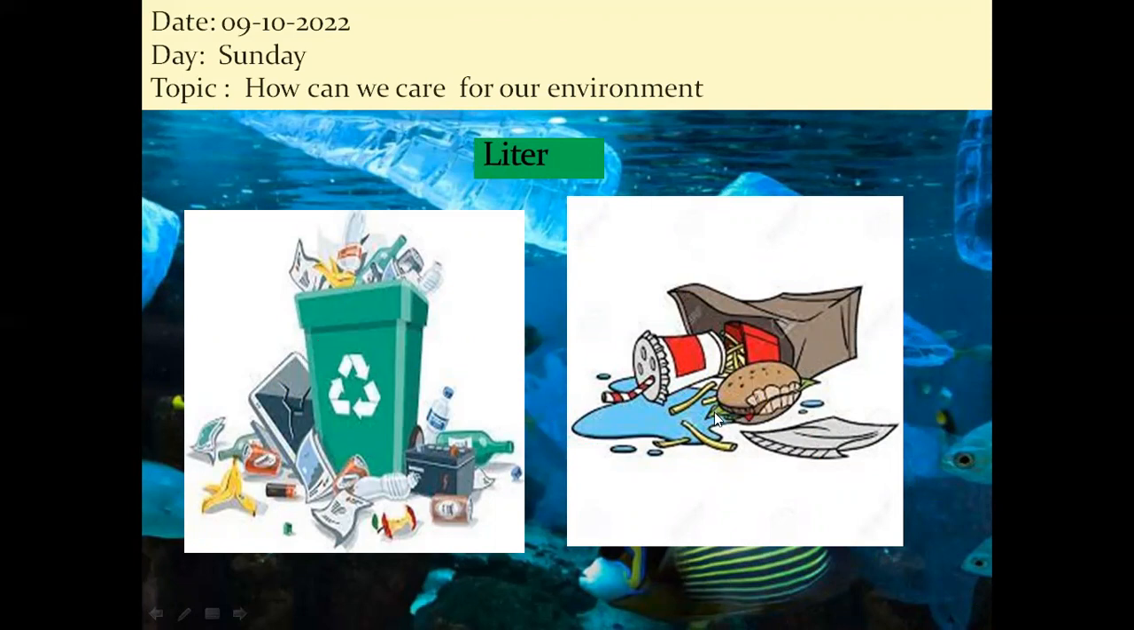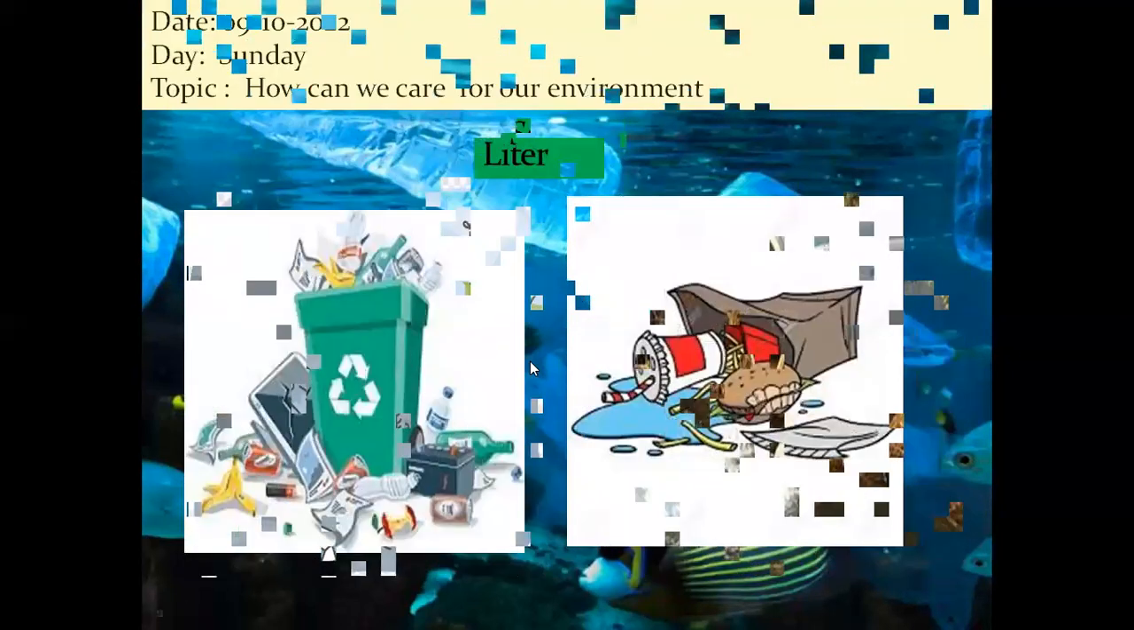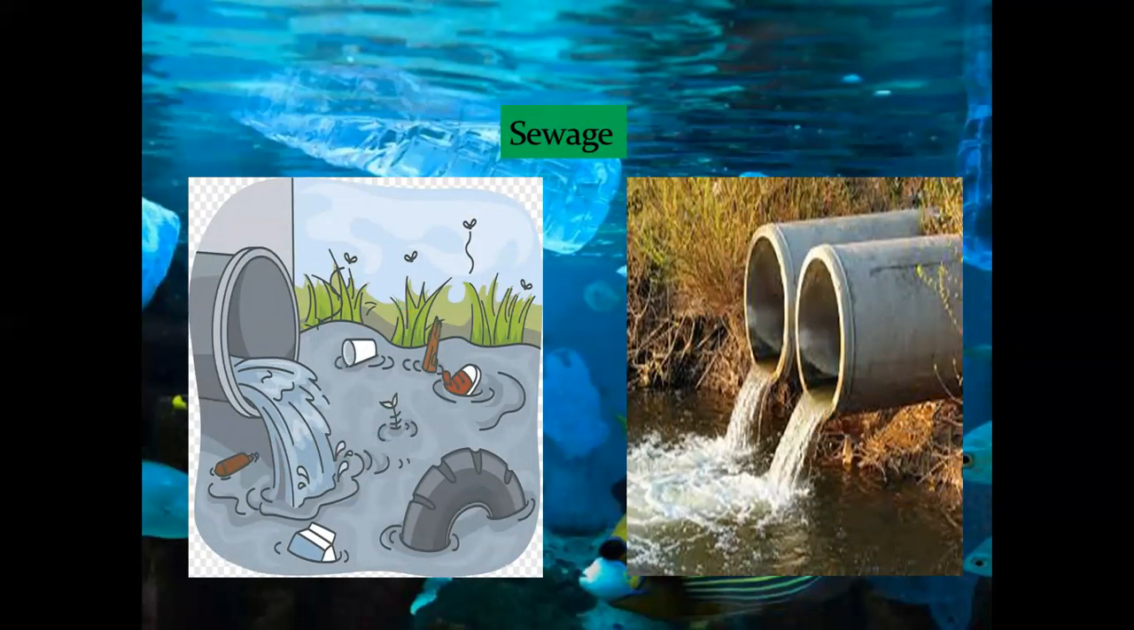Why? Because excess litter can harm us. It can harm us in many different ways. It is harmful for the plants, it is harmful for us, and it is harmful for other things. Look here, sewage, dirty water is mixing with the clean water, and it is very dangerous for the animals who are living inside the water.